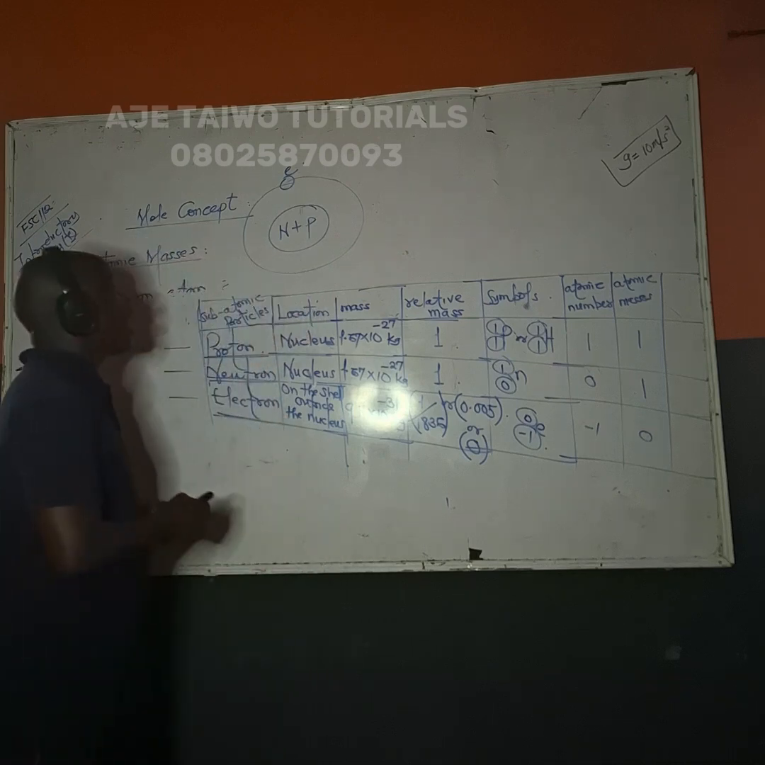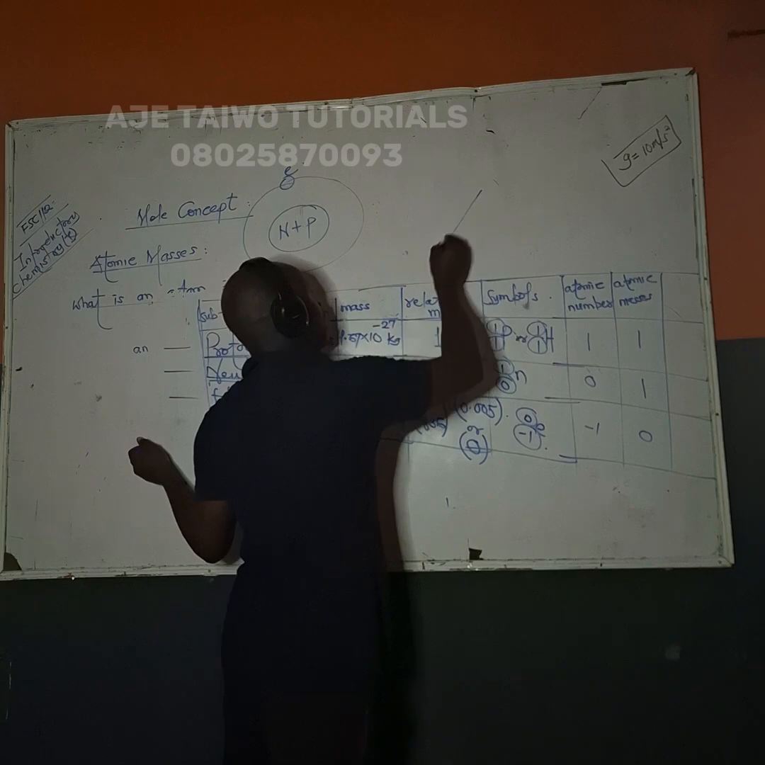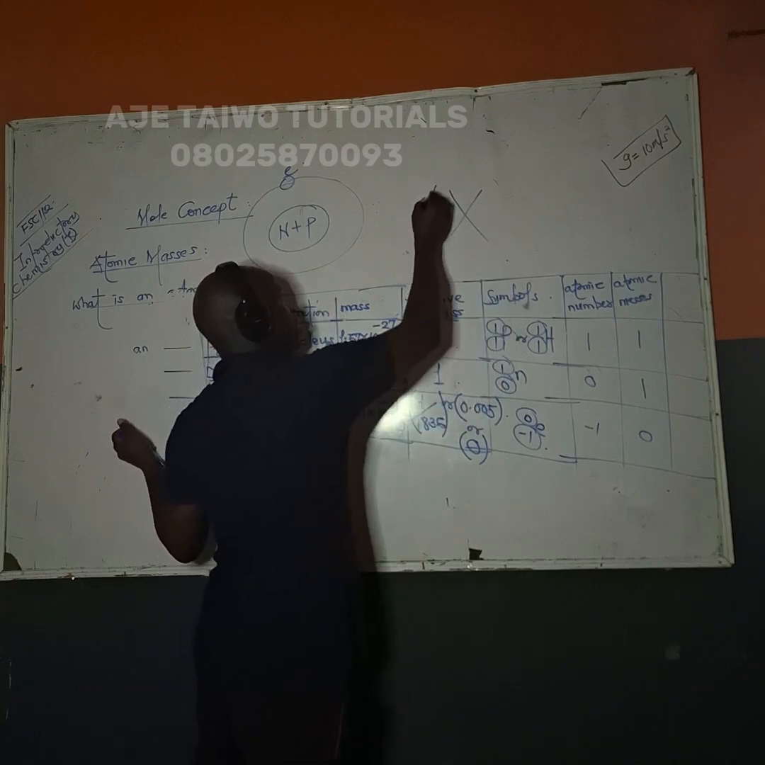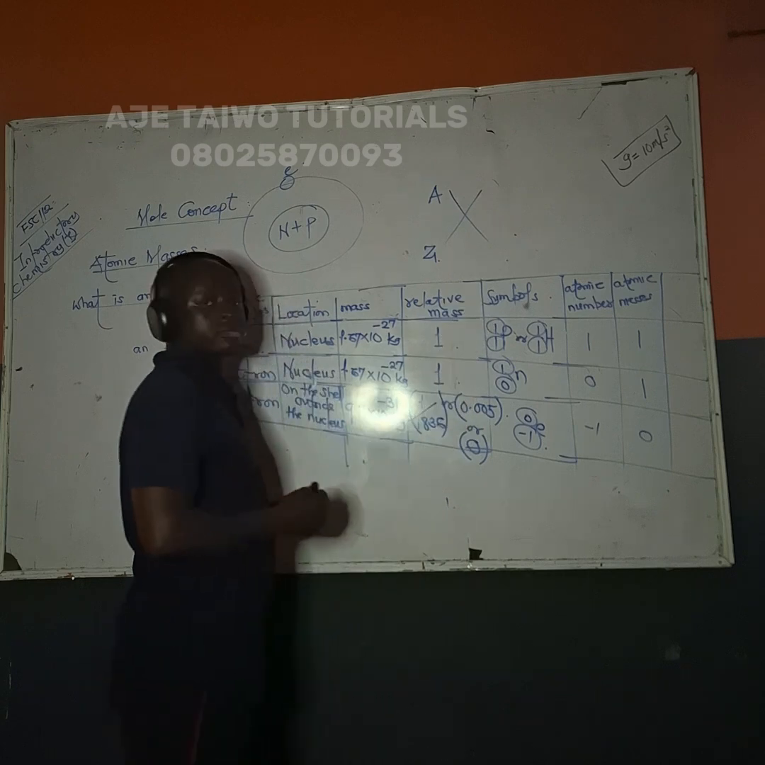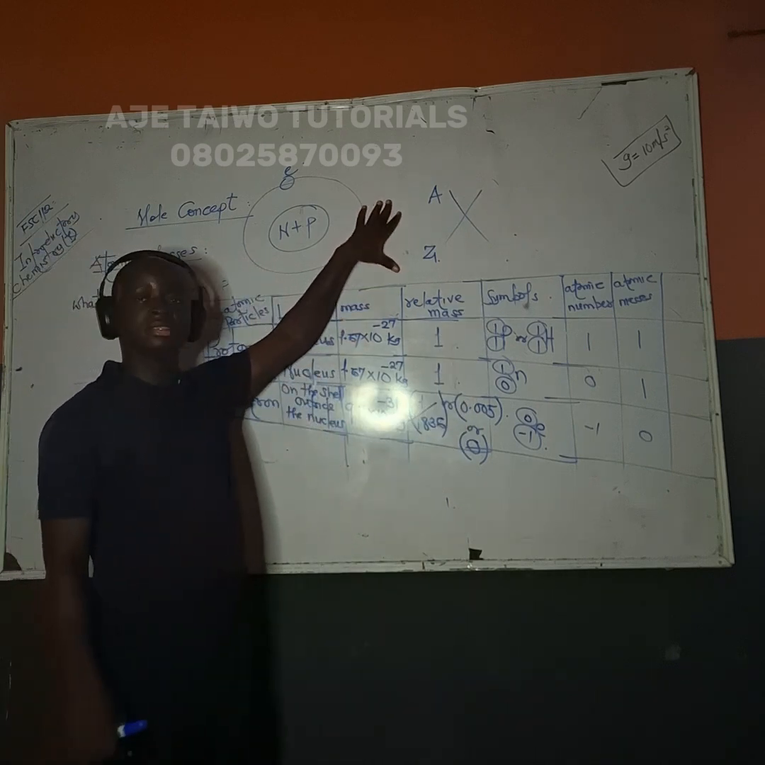Let's go. How is the atom represented? An atom can be represented like this: X, Z, then A.